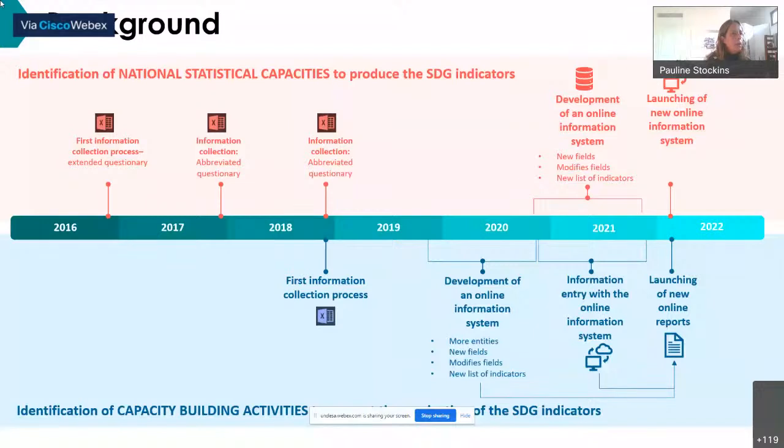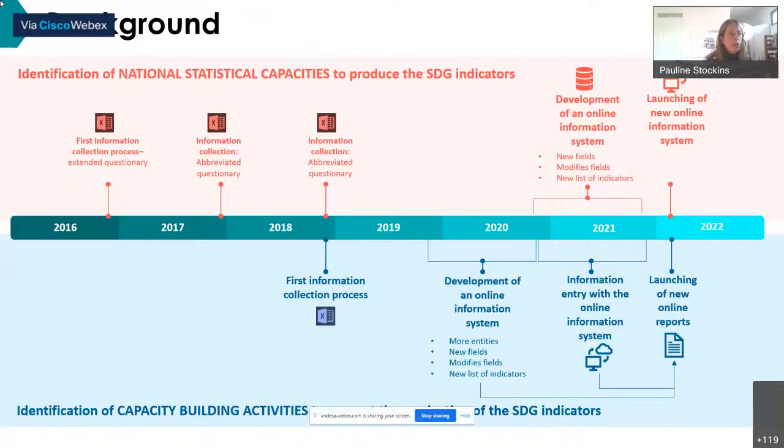Here we have a timeline where we can see at the top of the slide the efforts being made to identify the national statistical capacities, and at the bottom of the slide the efforts to identify the capacity building activities undertaken. Regarding the national statistical capacities, it was in 2016 when the National Statistical Capabilities Questionnaire was implemented for the first time, with the direct support of the National Institute of Statistics and Census of Ecuador and the National Institute of Statistics and Geography of Mexico.